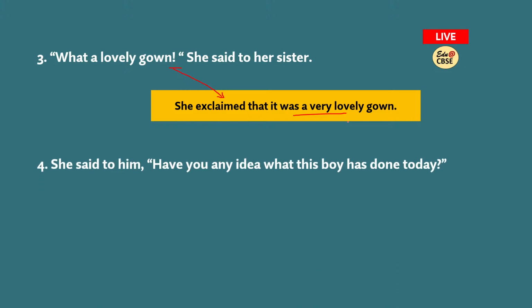Now we move on to the fourth sentence. Someone is writing that she had a lovely gown. No, that is wrong. "Had" becomes past tense. Is it clear? So we are not using "had" here. Where "had" is used, we will be doing that in a different example. Fourth sentence: She said to him, "Have you any idea what this boy has done today?" Answer this one now.